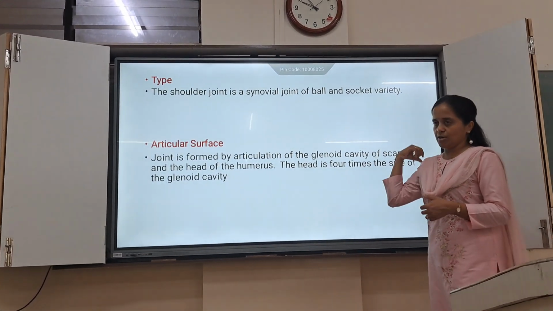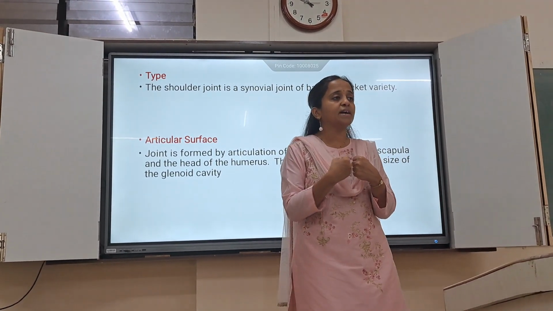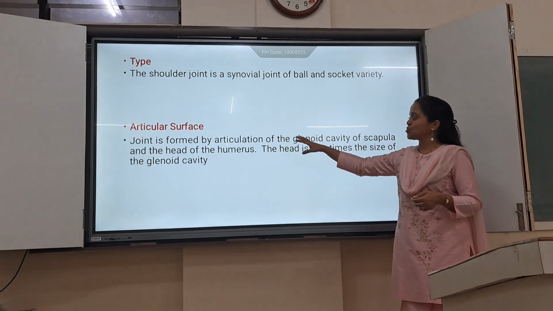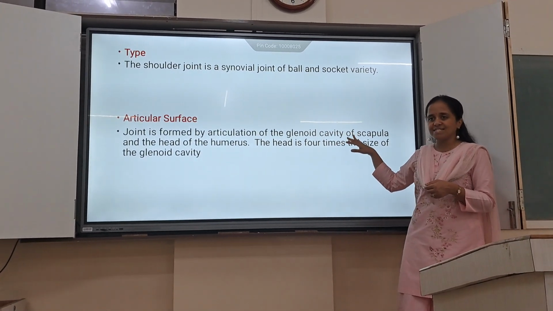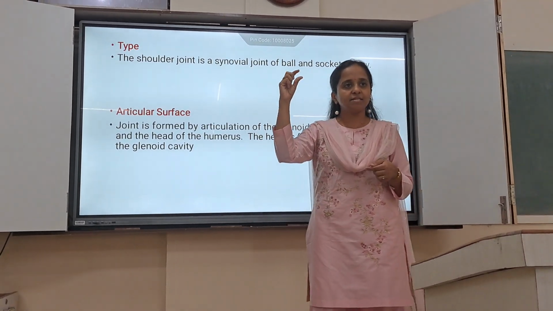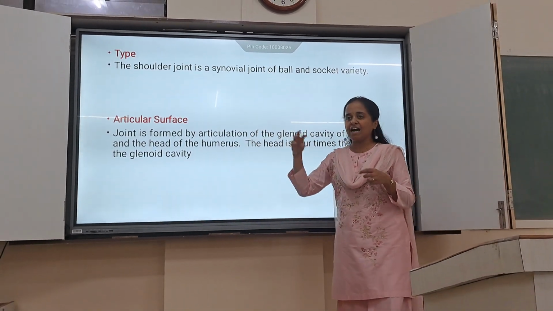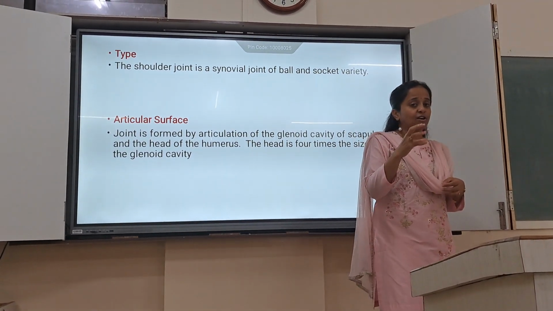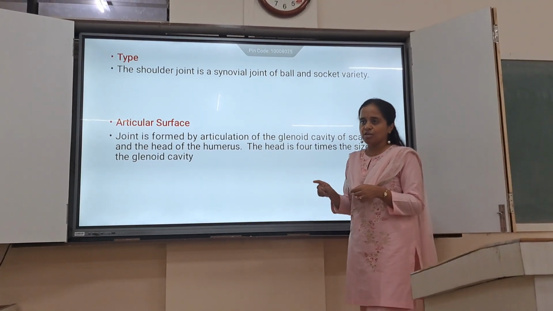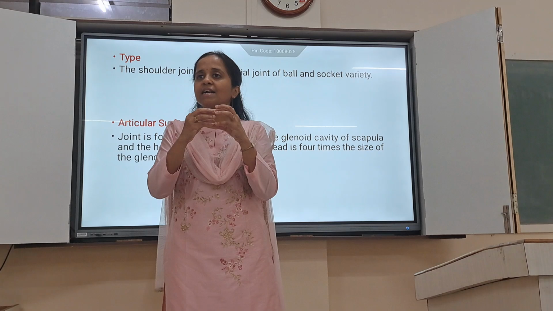So the next, articular surfaces. Articular surfaces means the bony surfaces which have come together to form the actual bony joint. So which are these articular surfaces? This joint is formed by articulation of the glenoid cavity of scapula, the pear-shaped glenoid cavity which we have already studied under osteology, and the second articular surface is obviously the spherical head of the humerus. Now the head is 4 times the size of the glenoid cavity, larger in size as compared to the glenoid cavity.